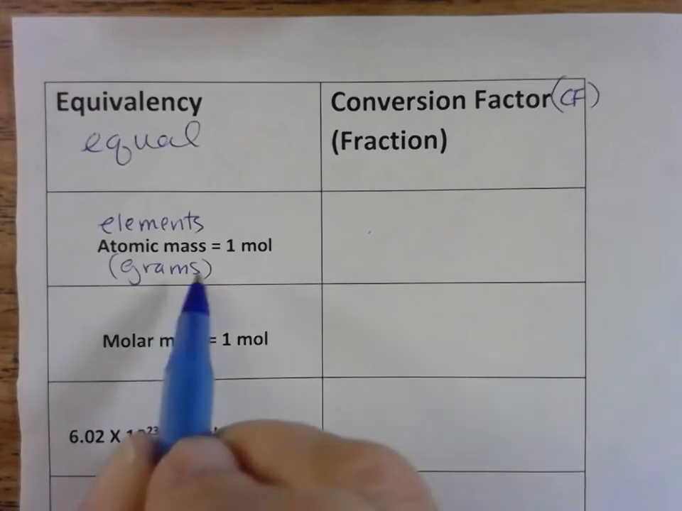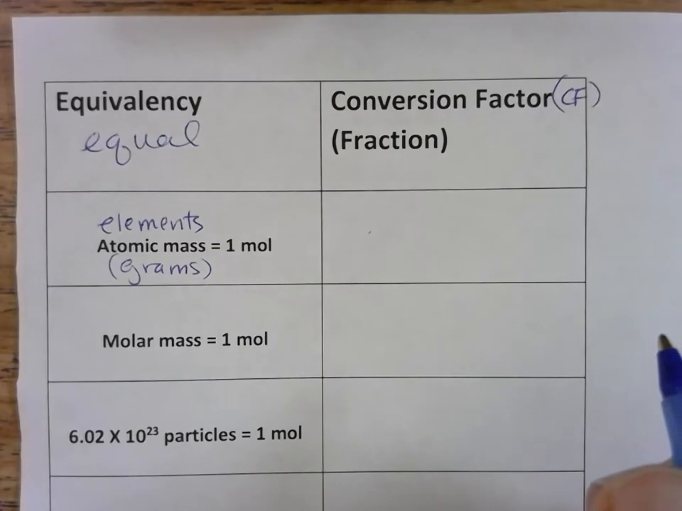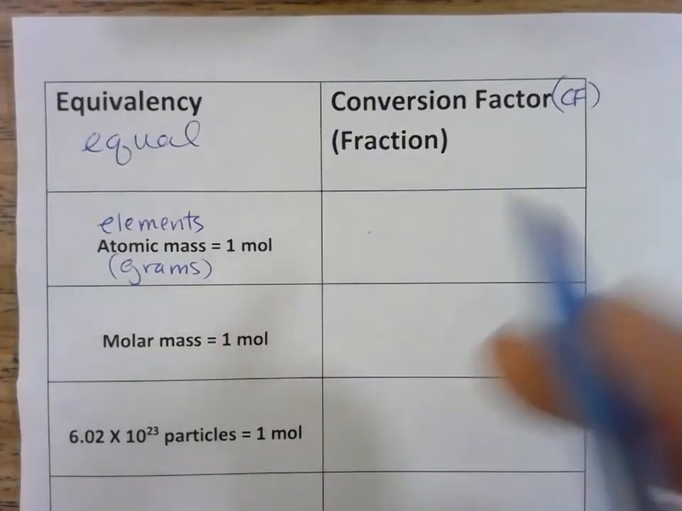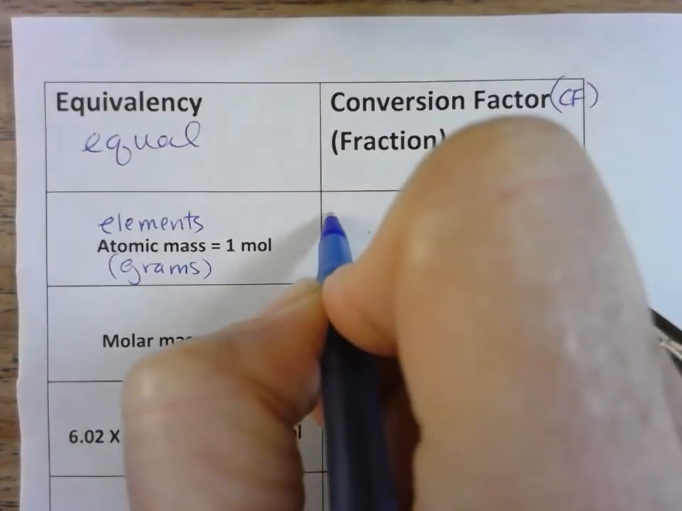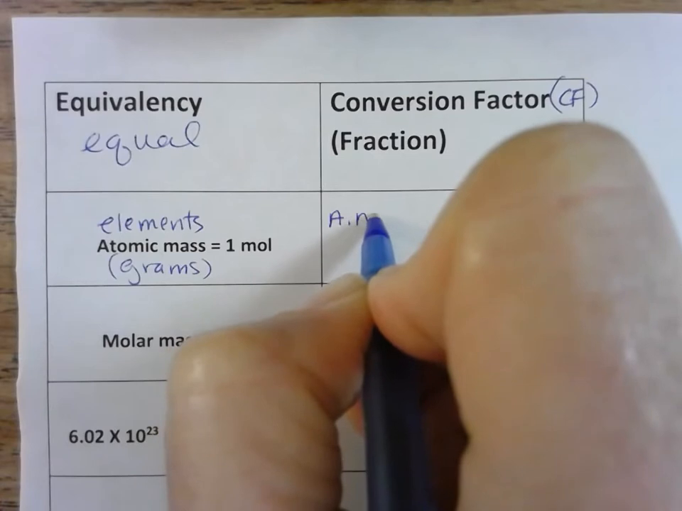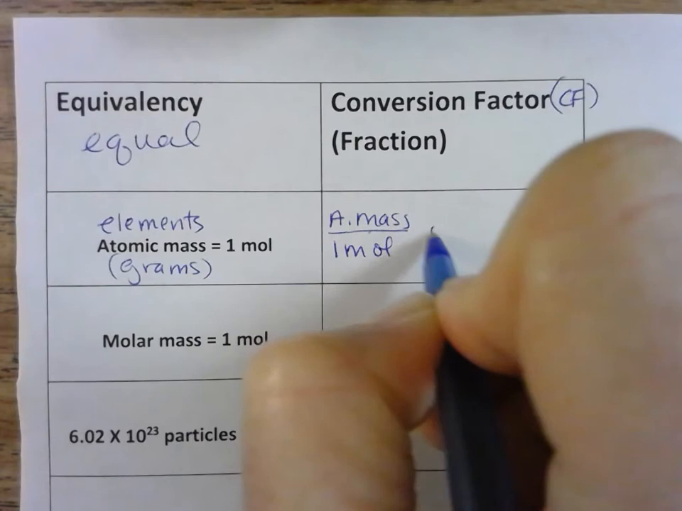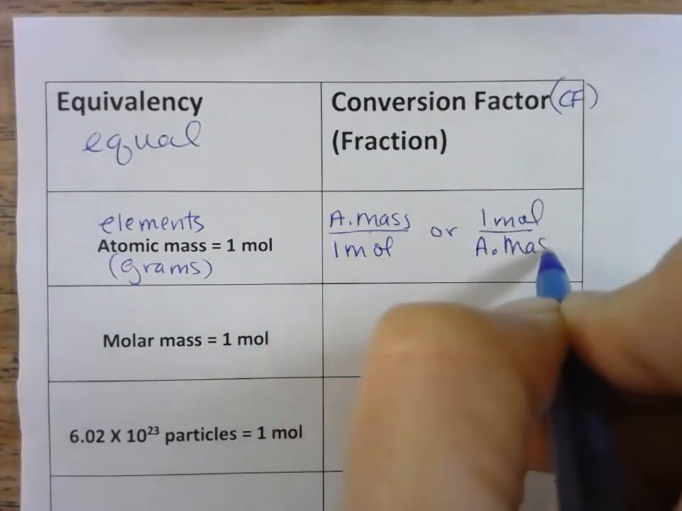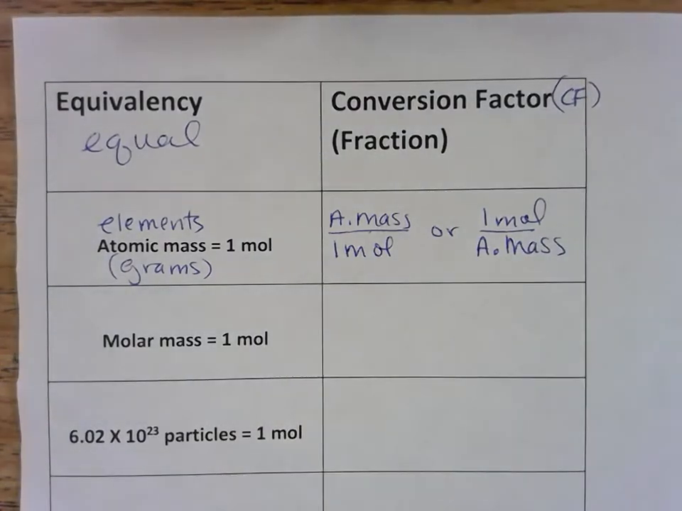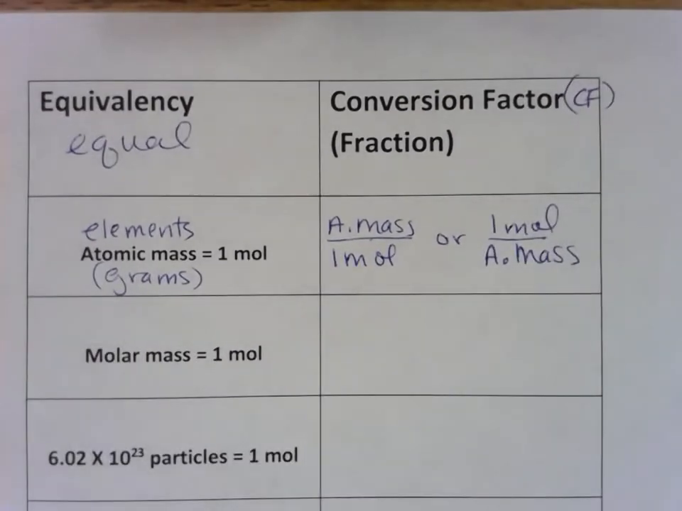And this is an equivalency, but we can write it as a conversion factor, which is a fraction. The word looks weird. All right, so we can write it as the atomic mass, I'm going to abbreviate it so it'll fit, over 1 mole. Or you can write it as 1 mole over the atomic mass. It doesn't matter, this is one and the same, but we can flip that fraction for whatever we need. I'm going to write them as both, just so you know that it can be flipped.